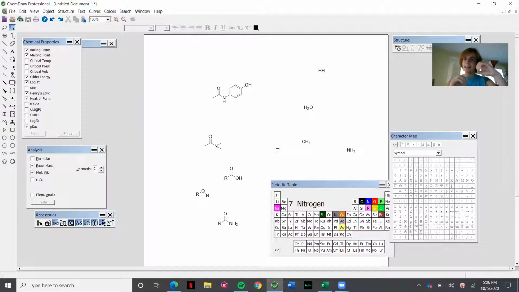And that's what a dipole is, a difference in charge, the negative to the positive, aka the oxygen and the hydrogen, because the oxygen is more electronegative and the hydrogen is less electronegative. So there we have esters.